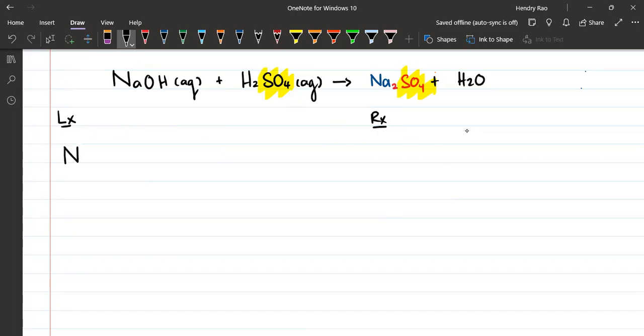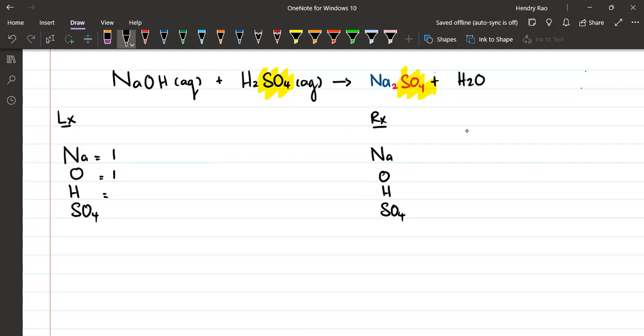Okay, so I write down sodium, oxygen, hydrogen, and SO4. On the right-hand side, I must find back sodium, oxygen, hydrogen, and SO4, which is the happy couple. So how many sodium do I have here? One. How many oxygen? I also have one. My hydrogen, I have three now. One here, two here.